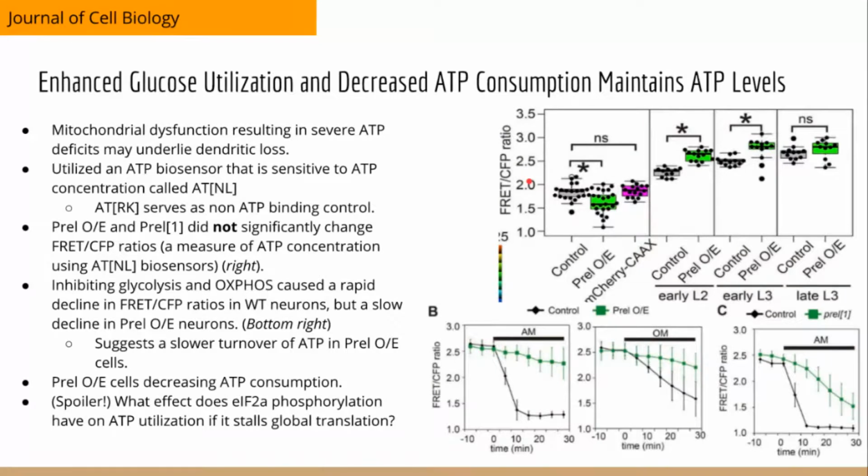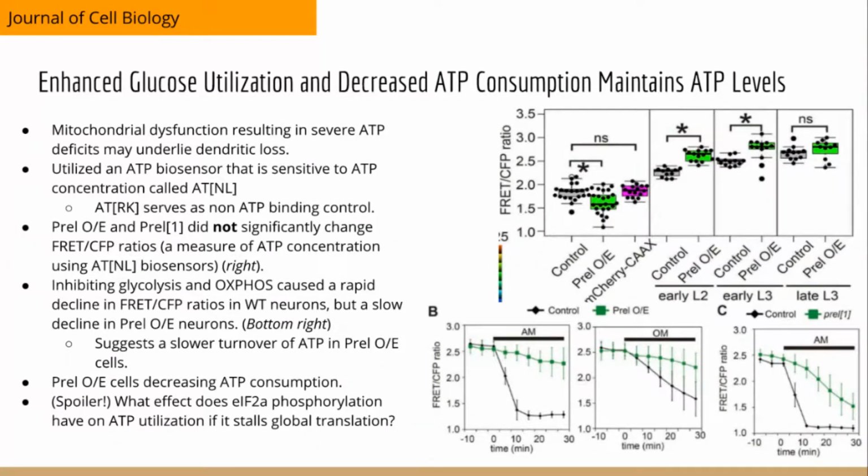In this top right figure, they show that PREL overexpression did not significantly change the FRET to CFP ratio. The FRET to CFP ratio is a standardized measurement of ATP concentration using these biosensors. We don't need to get into the specifics, but the FRET CFP ratio is simply a relative measurement of ATP concentrations using this ATNL ATP biosensor.